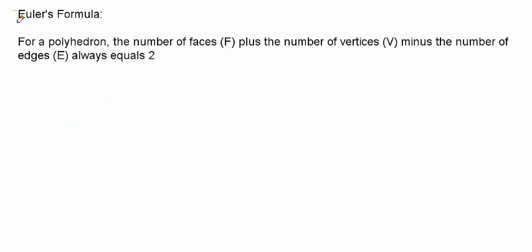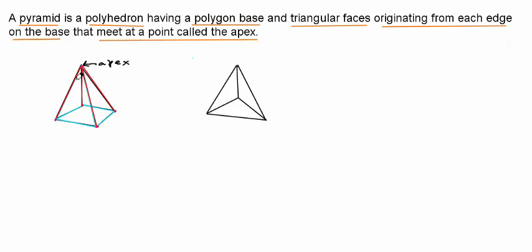For polyhedrons, there's a very useful formula called Euler's formula that tells us that the number of faces plus the number of vertices minus the number of edges on any polyhedron is always equal to 2. Let's verify this formula on a square pyramid.